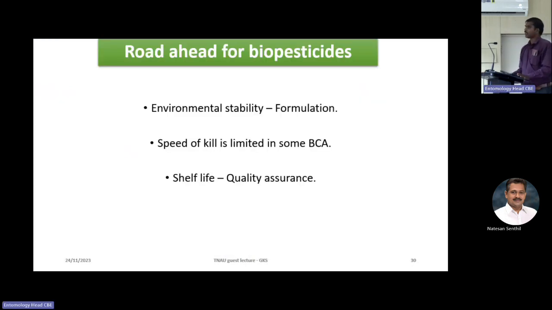So the road ahead for the biopesticides, the microbial biopesticide formulation, is, one thing is that we have to look into the environmental stability of the biocontrol agent and the formulation, and the efficiency of the kill. And the third thing is the shelf life.